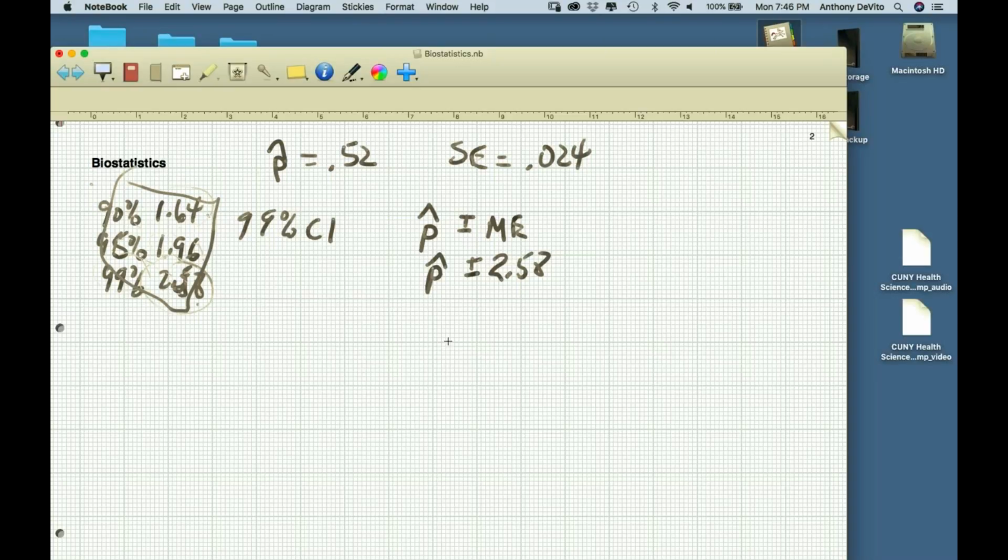Okay, so let's figure this out. For this problem, the p-cap is 0.52 plus or minus 2.58. Well, hang on a second. Times the standard error, of course. 2.58 times the standard error, which is equal to 0.024. Let's give this a try.